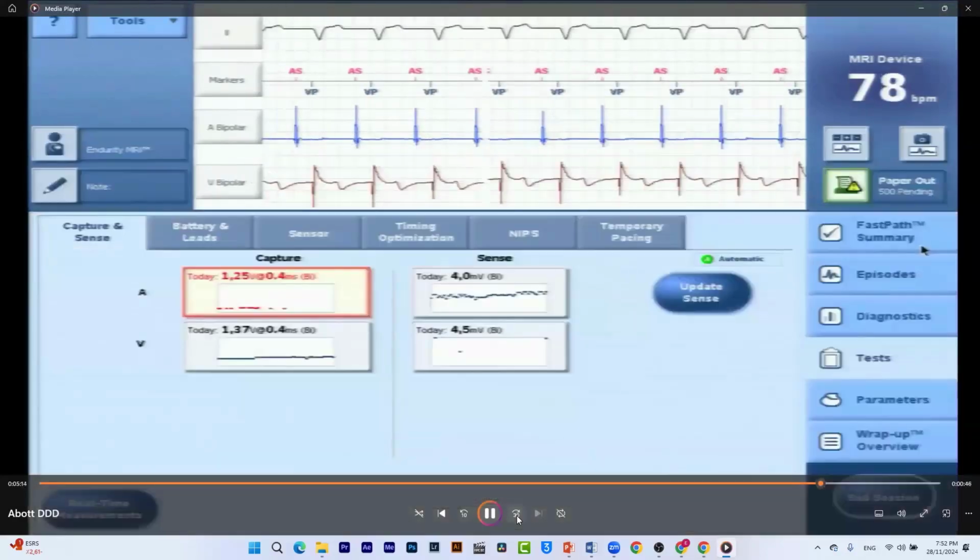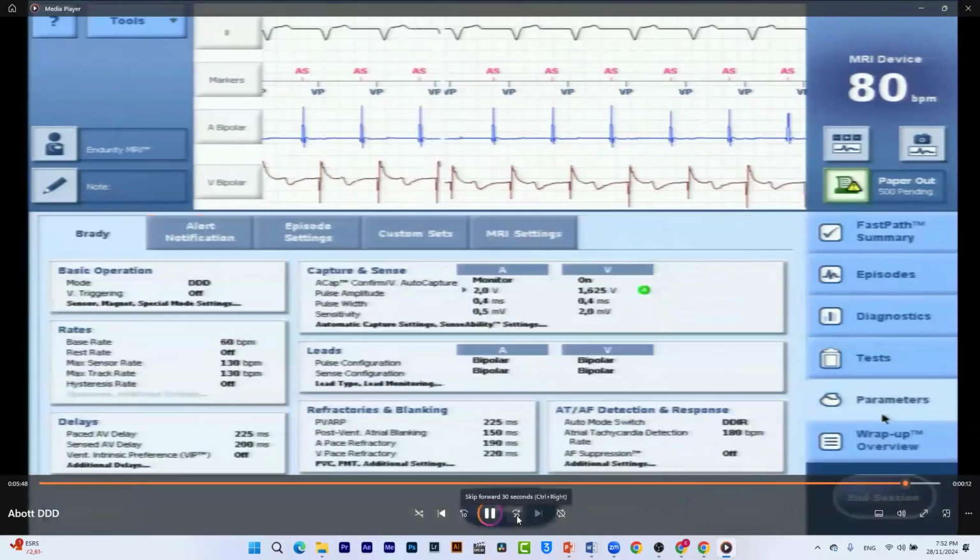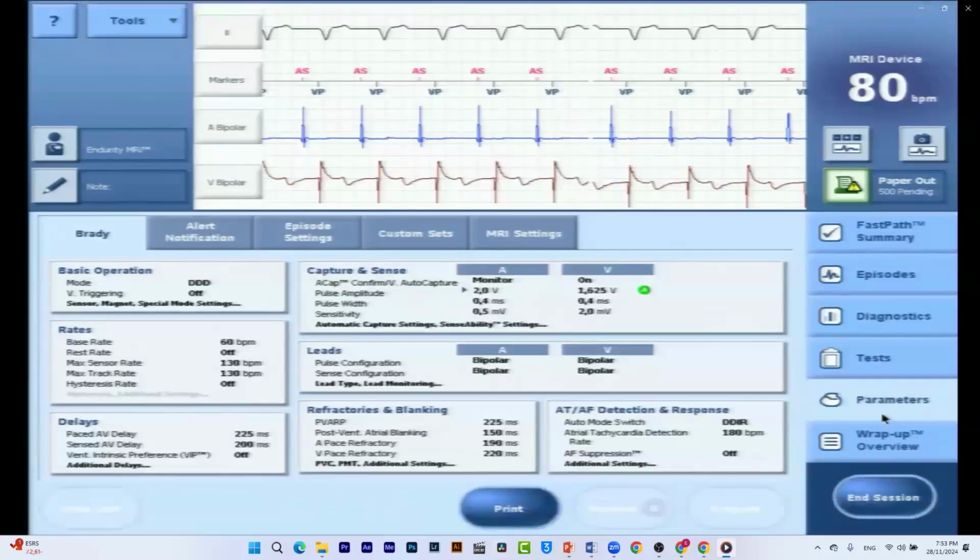Okay, so our parameters here are DDD, atrial sensitivity is 2, and our R wave sensitivity is 4.5. Okay, so it's accepted here. Sensitivity is 0.5. And here auto capture is already present, monitor only in the atrial lead, and pulse amplitude is 2, and our threshold I think was 1, and there is a positive margin.